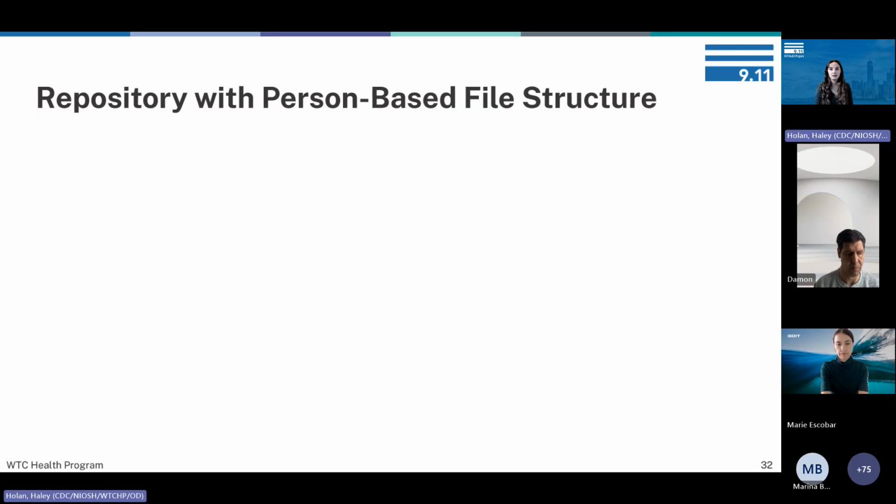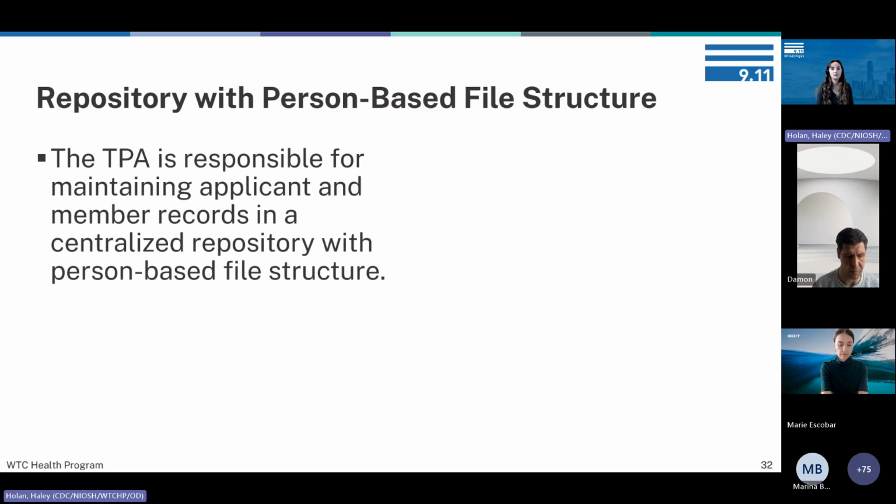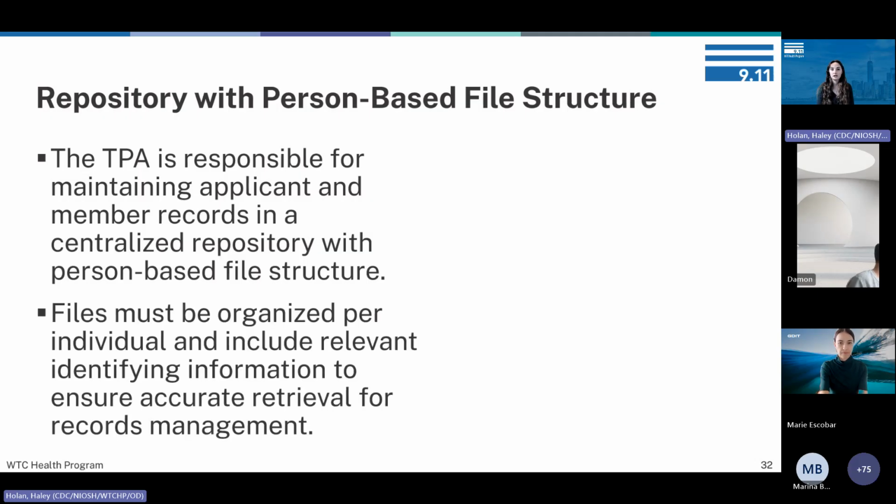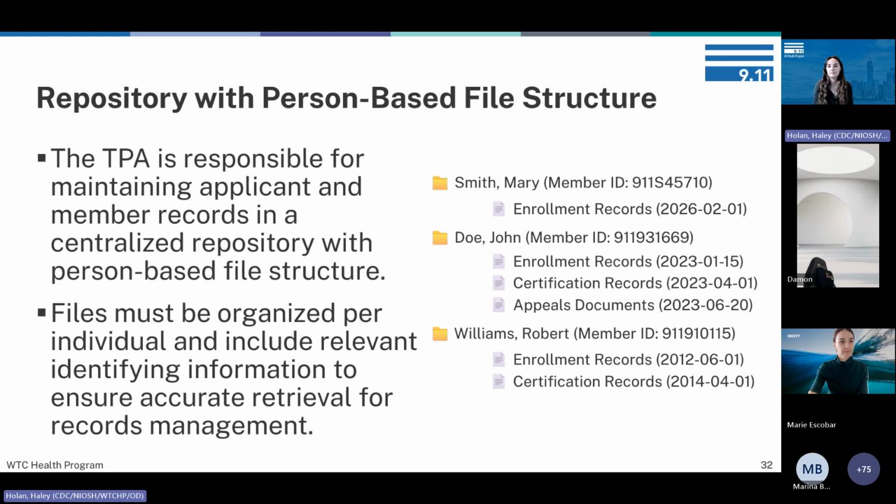We also want the TPA to maintain an applicant and member records repository that's centralized with a person-based file structure. The files have to be organized by individual and include relevant identifying information. This makes sure that we're able to retrieve records as needed and that they can be provided to the program as requested. This is an example of the person-based file structure. We defer to the TPA on the best structure for their repository.